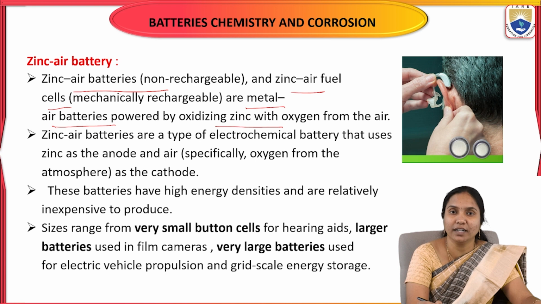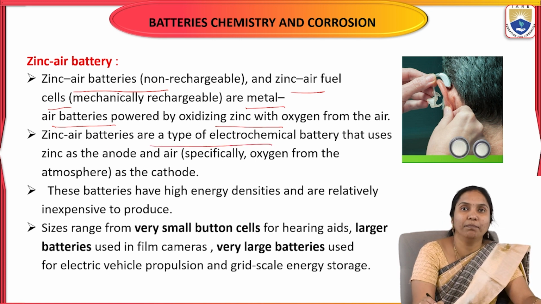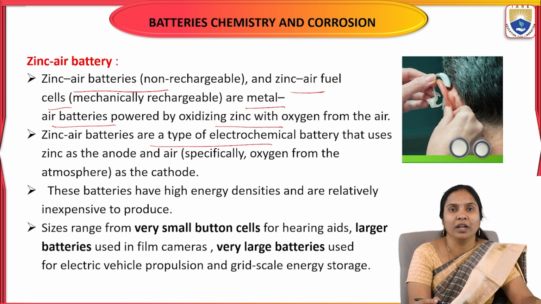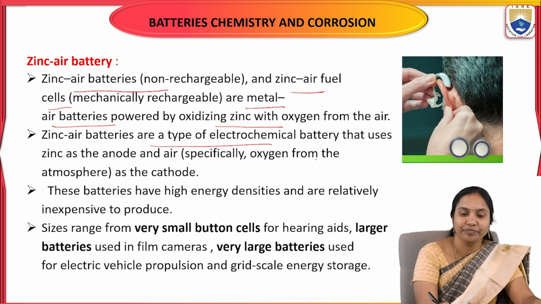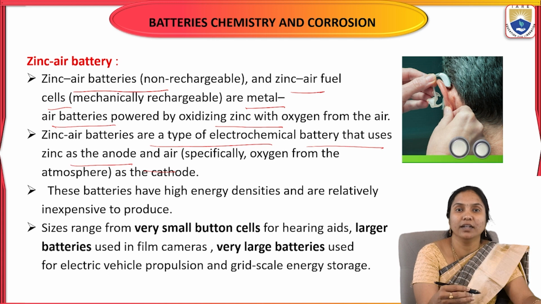Already we know that zinc undergoes oxidation and oxygen in this battery is reduced. The zinc air battery is a type of electrochemical battery. Electrochemical battery means one which converts chemical energy into electrical energy. So the zinc air battery is a type of electrochemical battery that uses zinc as anode and air, generally atmospheric oxygen, as a cathode. These batteries have high energy density.